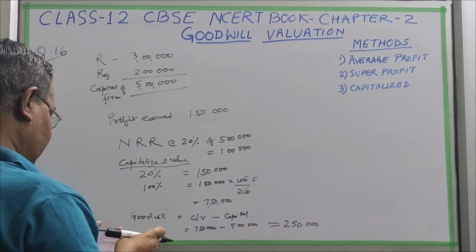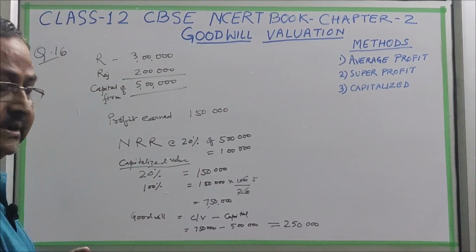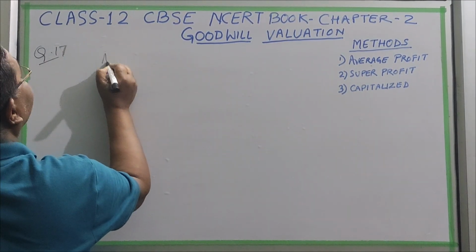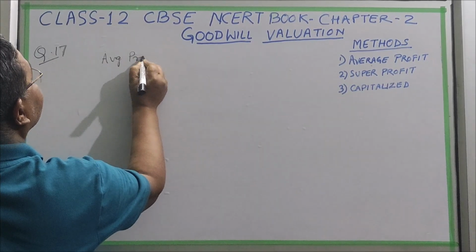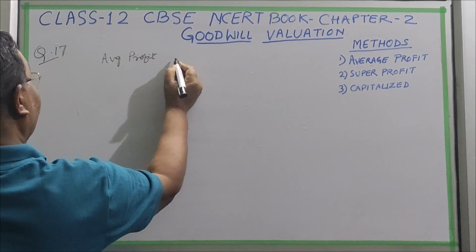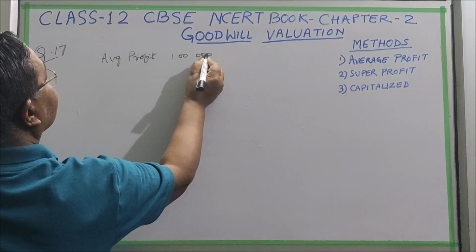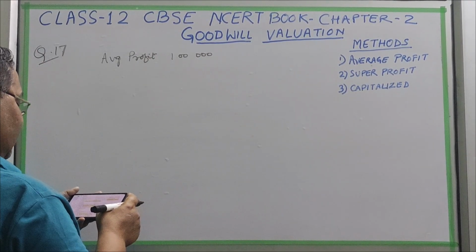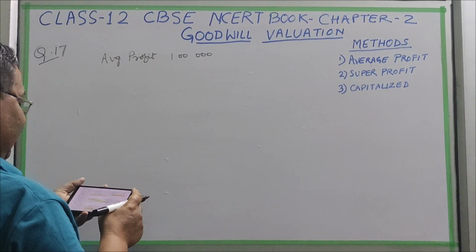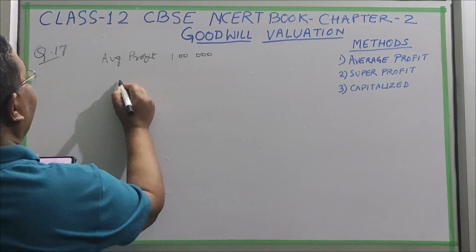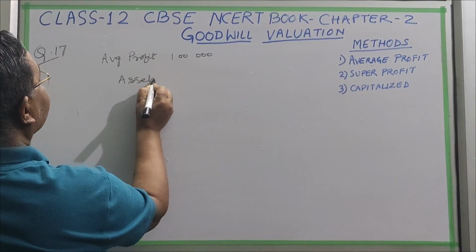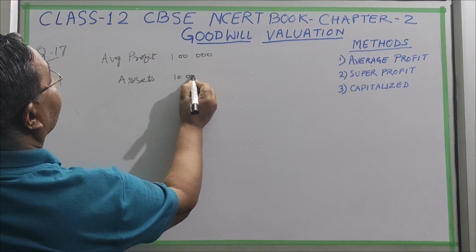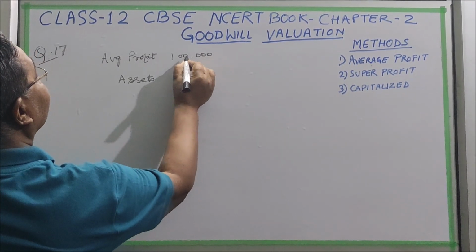Now we will go to the next question. A business has earned an average profit of 1 lakh in the last few years. Find out the value of goodwill by the capitalized method, given that the assets of the business are 10 lakhs.